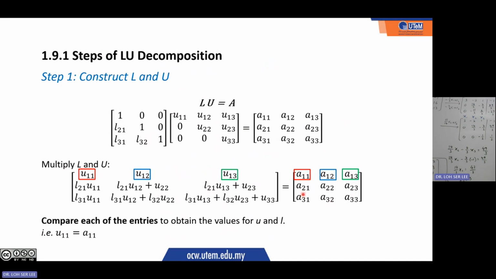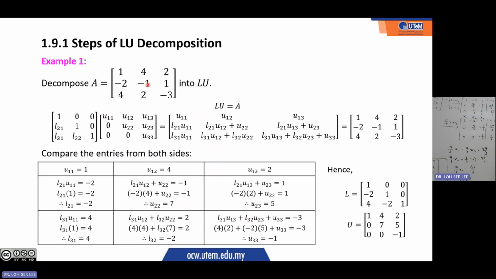We know the values of all A. We look at this example: decompose A into LU. You have the values of A. This is your L, this is your U. After you find the product of the matrices, you get this, which equals the given matrix A. Now we want to find all the U and L one by one. The first one, U11 equals 1. Here, U11 equals 1, U12 is 4, U13 is 2. So we can get these U values directly.